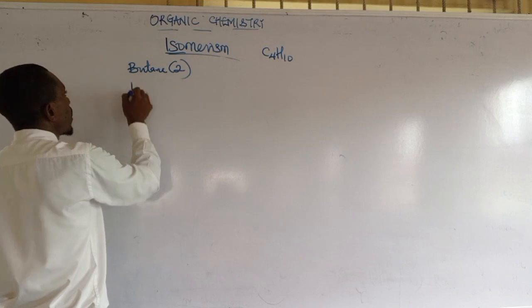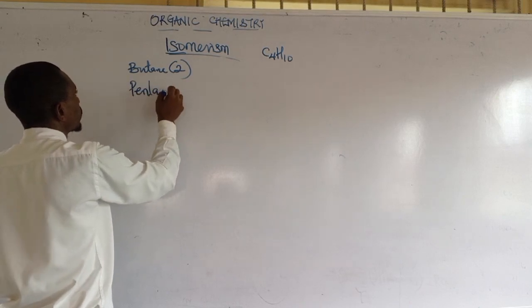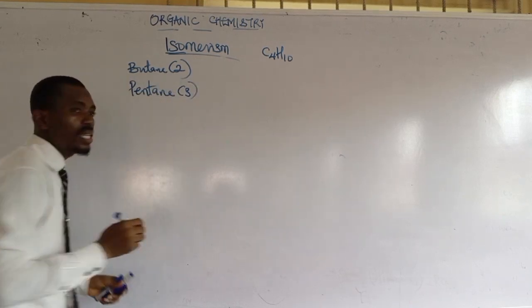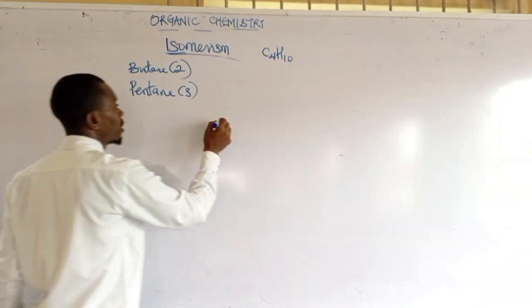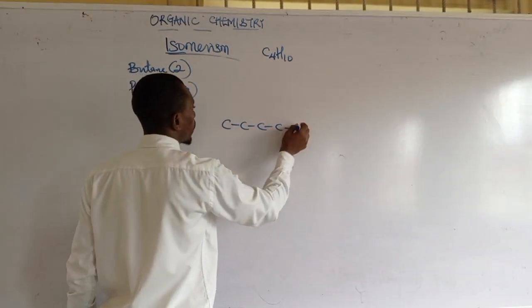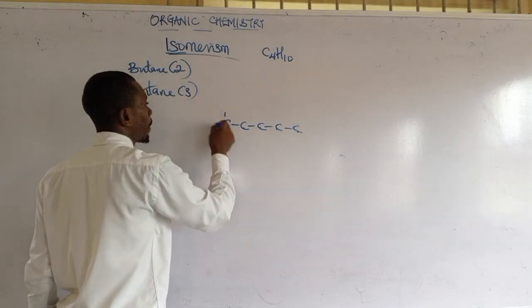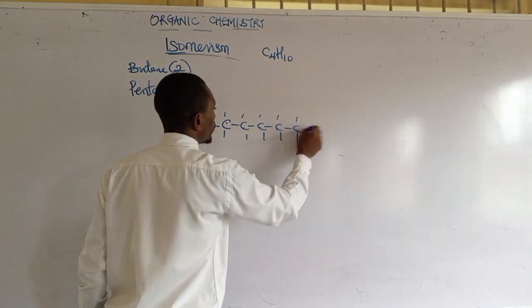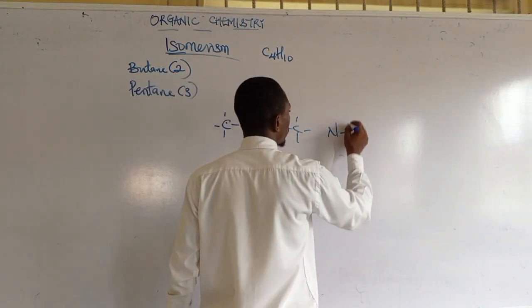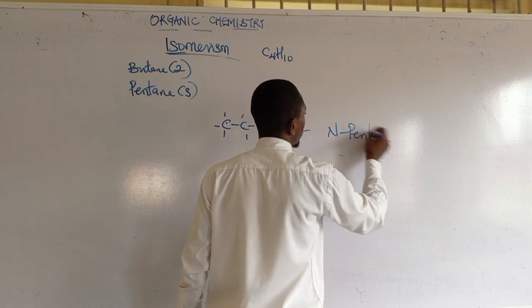Then we have what? Pentane. Pentane has 3 structural isomers. We have 1, 2, 3, 4, 5. This is n-pentane, that is normal pentane.